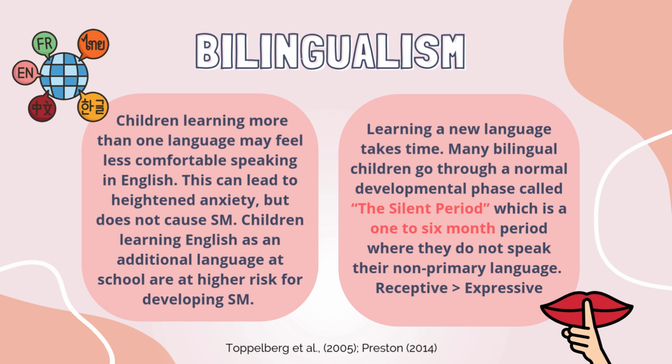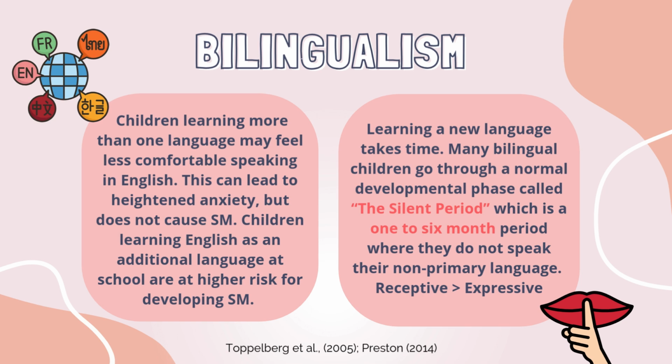This period can actually last up to 6 months, typically beginning when the child realizes that their home language is not being understood. When acquiring a new language, receptive knowledge, or a child's understanding of language, will come before their expressive language. So that is why the signs must be consistent over a sufficient period of time for a diagnosis of SM to be justified.